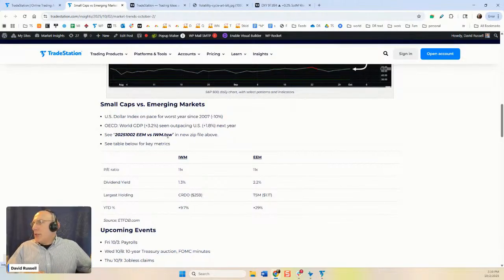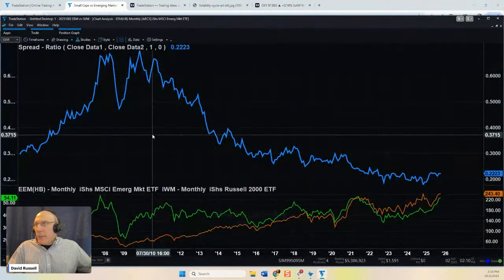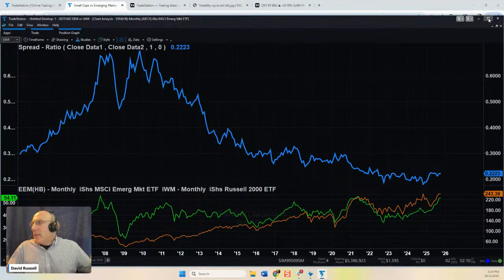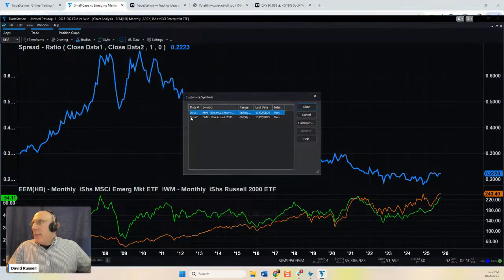So also, let's look at this workspace that I included. This workspace is very interesting. What it has is, if we go to our data here, you can see it has two symbols. It has the EEM, the emerging market ETF. It has the IWM with the Russell 2000.